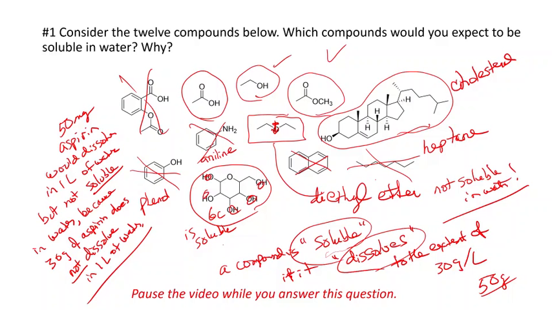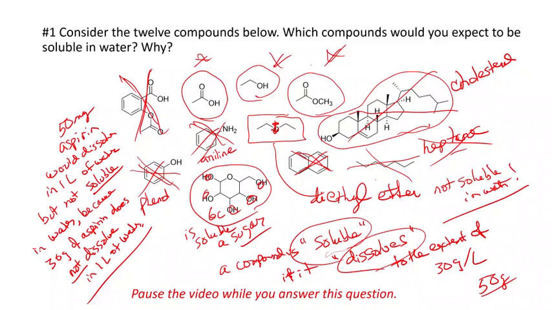This is a sugar, like glucose, for example. All right, so cholesterol, no. Heptane, no. Naphthalene, no. Aniline, no. Phenol, no. Aspirin, no. Our soluble ones are these 3. Only these 3 right here. Right?